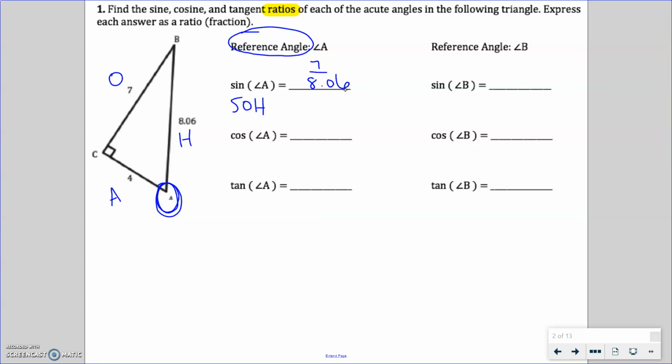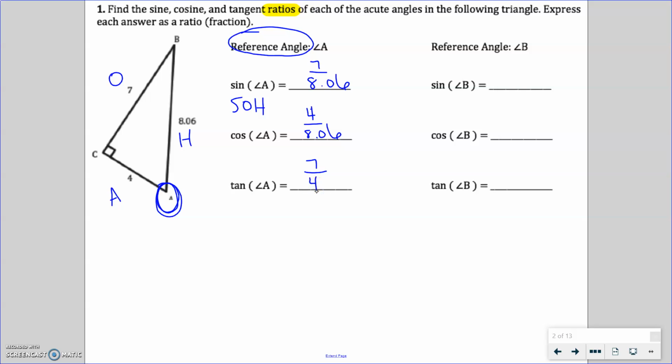Try to do the next two, cosine and tangent, pause the video, and unpause it when you're ready to see the answers. So cosine is CAH, so that means it's equal to A over H. Tangent is TOA, so that's equal to O over A.